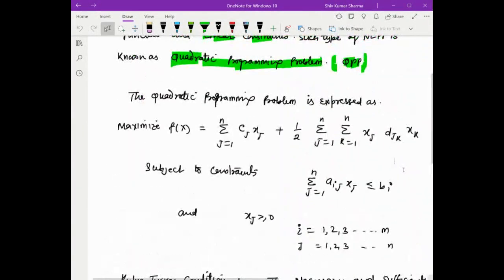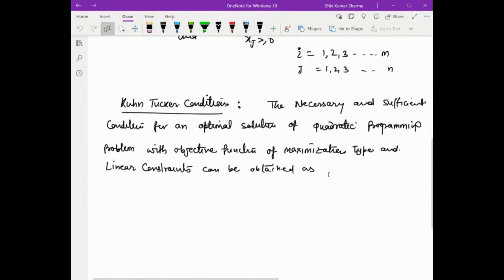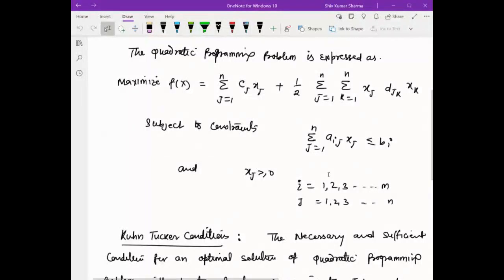That means we have a maximization type of objective function and linear constraints, that means aij is the coefficient of xj, less than or equal to bi. So here we solve the problems when we understand the formulation of the problem and solution. There are two methods to solve the quadratic programming problem: Wolfe's method and Beale's method. So you understand the formulation. This is the structure of the NLPP, that means the quadratic QPP.